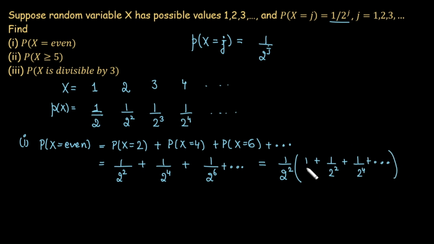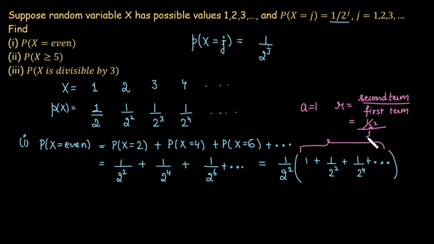Check the series. Every time the next term is divided by 2 raised to power 2. So it is a geometric series. Here a is equal to 1, that is the first value of the series. What is the ratio we are getting? That is the second term divided by the first term. What is the second term? That is 1 upon 2 square divided by the first term, that is 1. So we are getting the ratio as 1 upon 2 square.